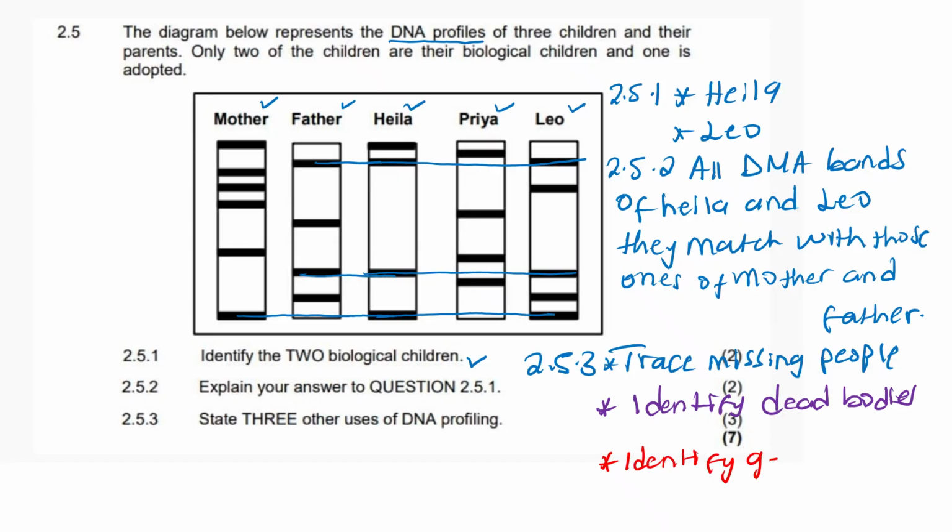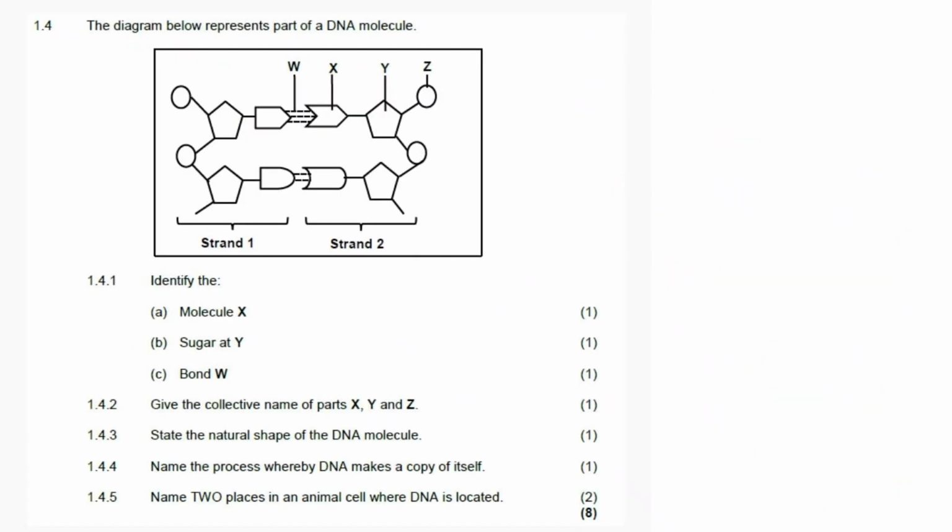Identify genetic disorders, right? It can also help in identification of suspects in crime. Therefore, now let's go to the last question. So our last question is 1.4. The diagram below represents part of a DNA molecule.